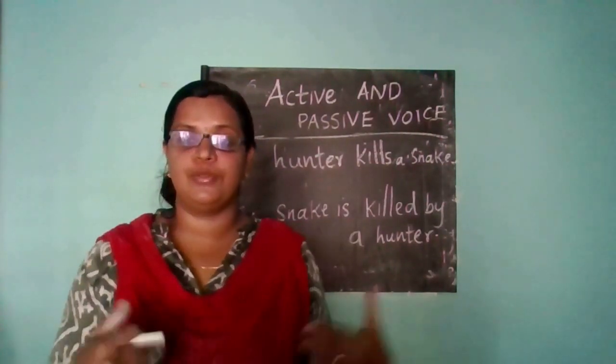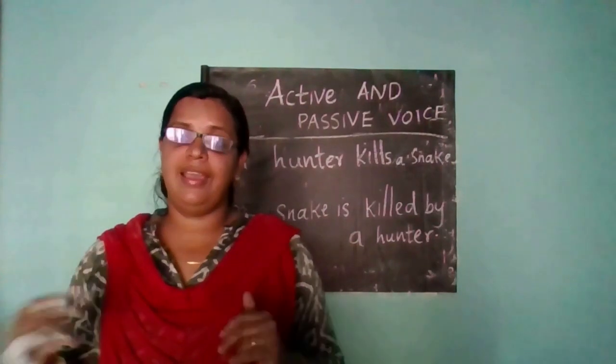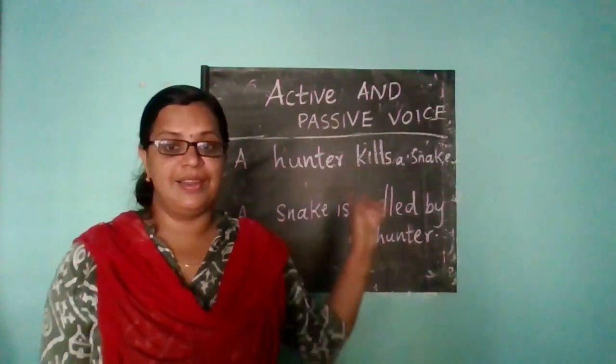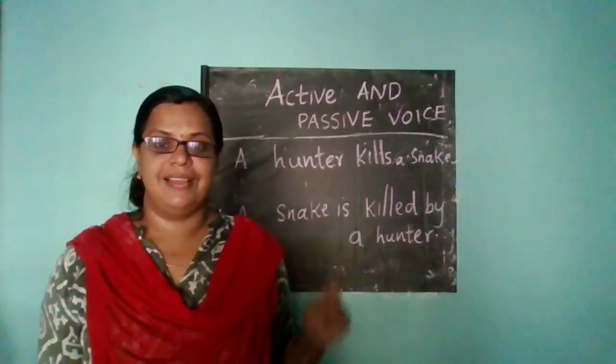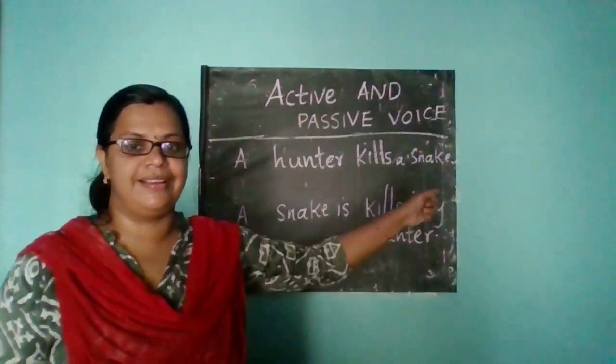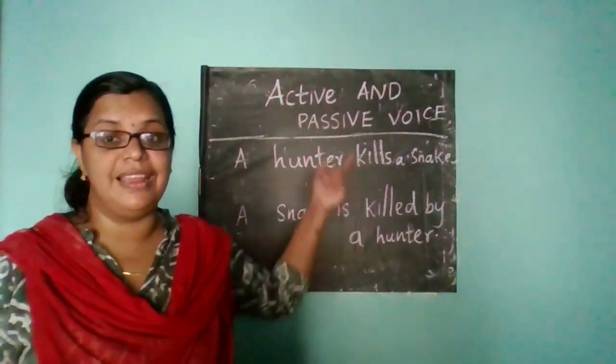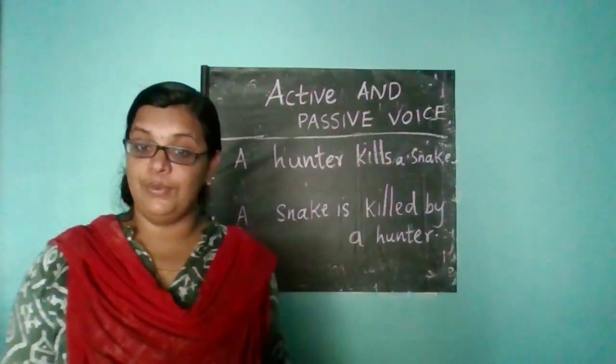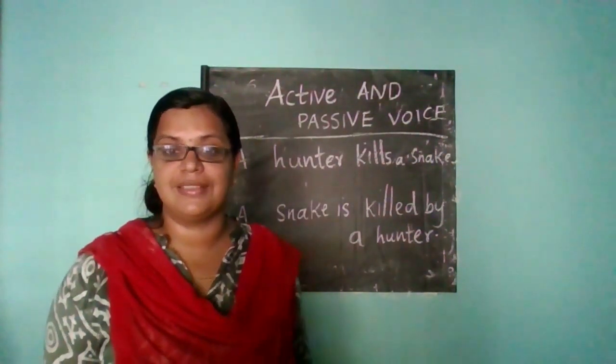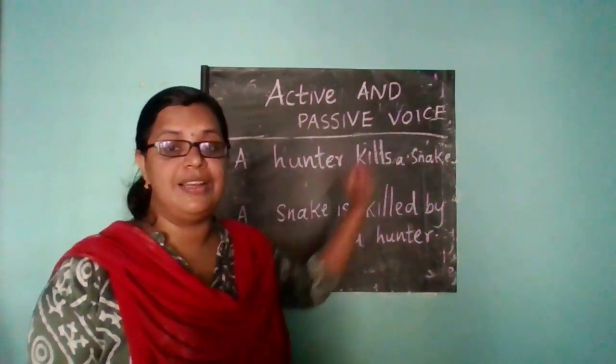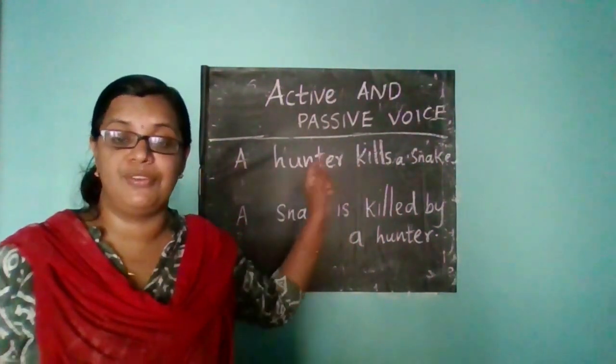Now let us move to today's topic, that is active and passive voice. Children, now let us see these two sentences. A hunter kills a snake. A snake is killed by a hunter. Can you tell me the difference between these two sentences? Now let us pick out the subject from the first sentence.